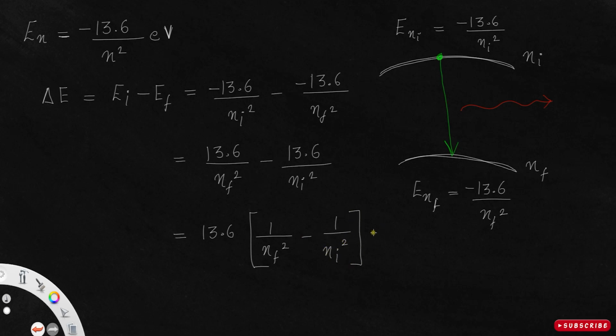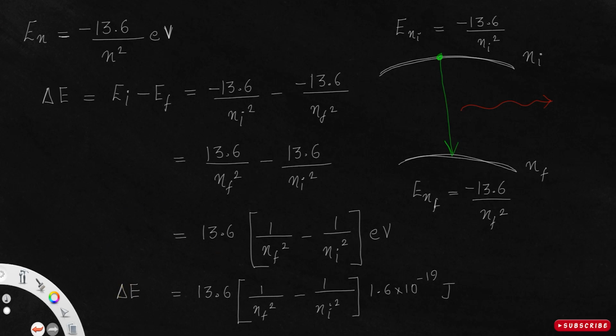Electron volt. You better convert this electron volt into joule. So this will be 13.6 into 1 by nf square minus 1 by ni square, into 1 electron volt, which is 1.6 into 10 raised to minus 19 joule, because we are going to take the speed of light. All these are in the SI system, so we have to take the joule. Now this is delta E.